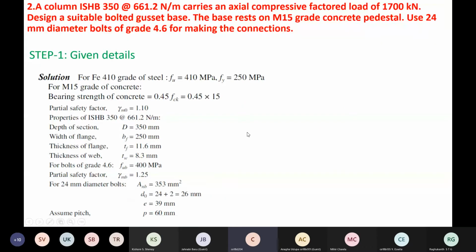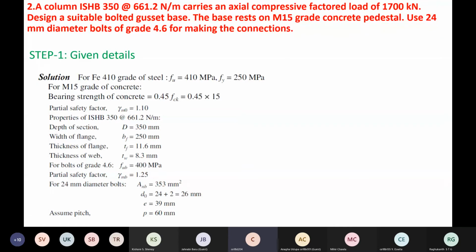Here in the next question, we'll see that a column of ISHP 350 at 661.2 Newton per meter carries an axial compressive factored load of 1700 kilonewton. They're asking to design a suitable bolted gusset base, resting on an M15 grade concrete pedestal. They're asking to use 24 diameter bolts of grade 4.6 for making the connections.